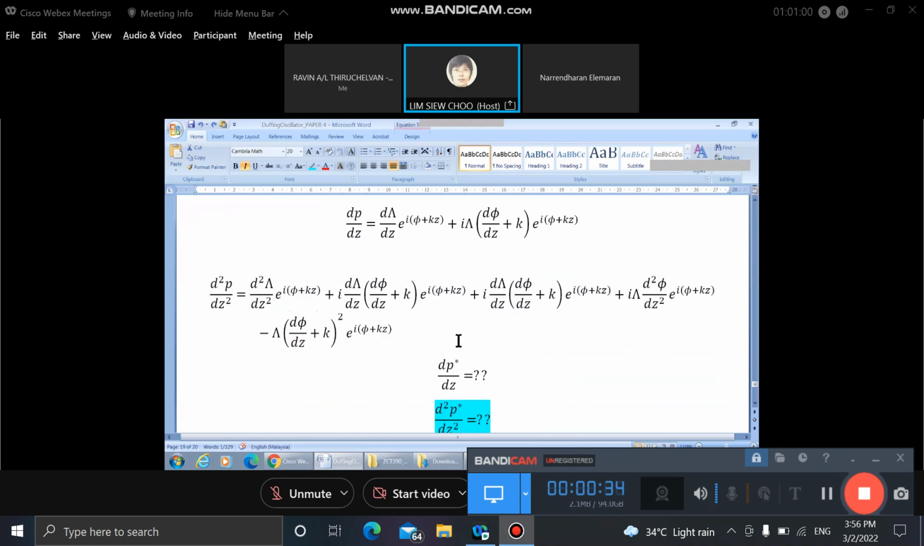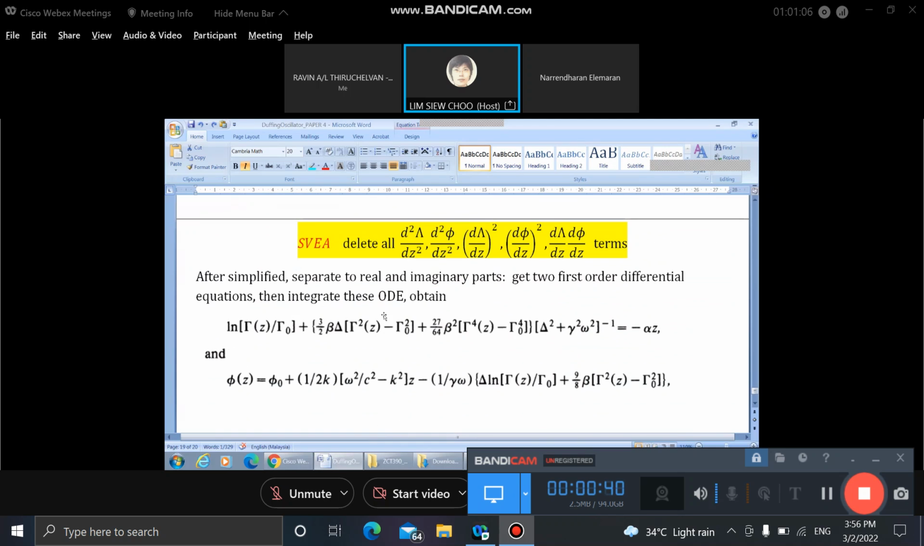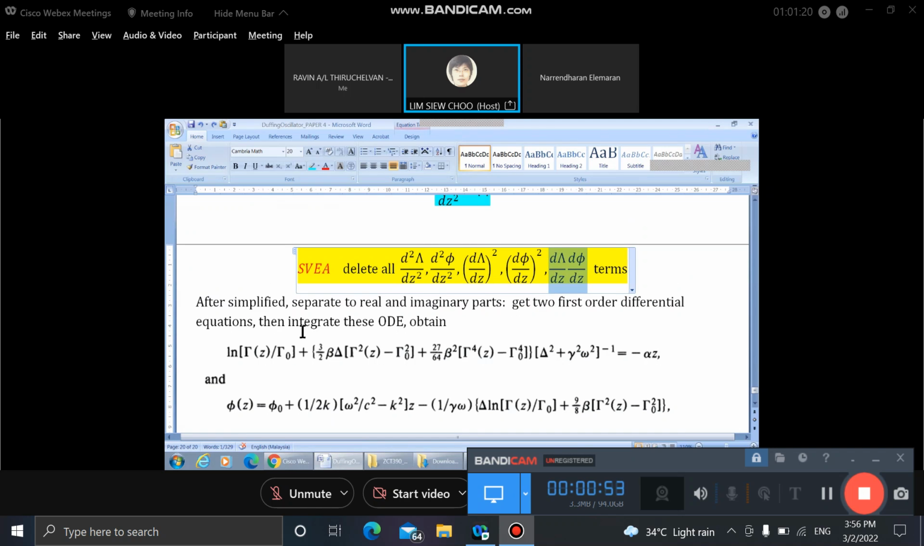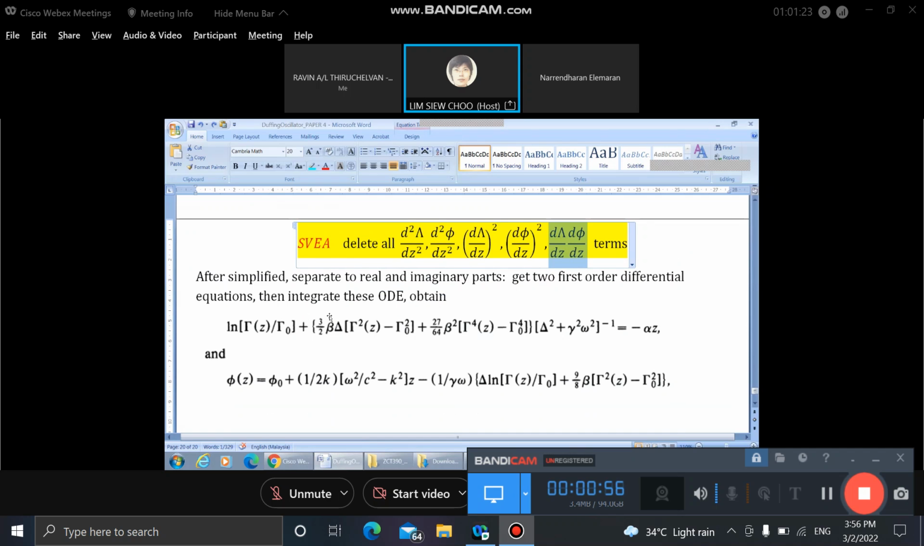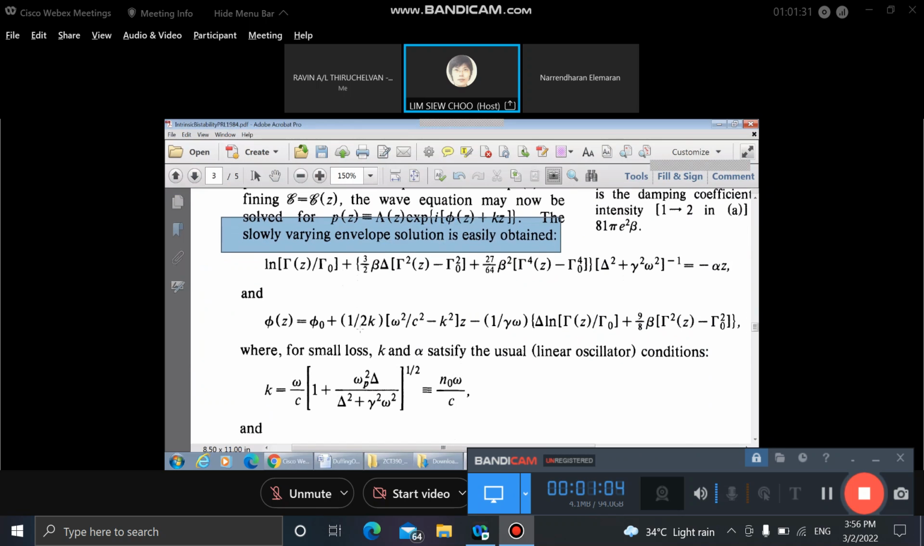Then if you do like this, you will get two equations, two first order differential equations, because all the second order terms, all the products of first order, are already deleted. So you are left with only the first order linear differential equations. After you solve these two equations, you should get these two results from the articles. If you cannot get the result, it means that you did not use it. If you use this, you should be able to get the same answers as in the article.